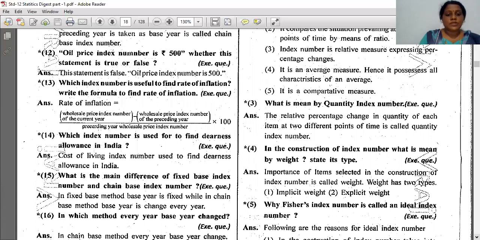Which index number is used to find dearness allowance? So to find out dearness allowance, we use cost of living index number. Right? Now next question is 15th one.